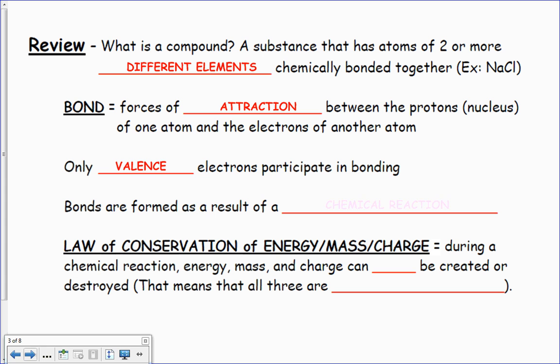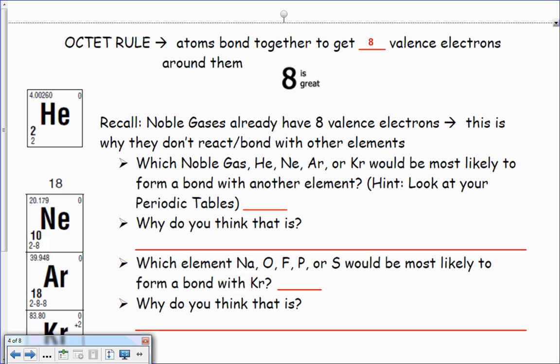Bonds are formed as a result of a chemical reaction. When I'm done, it's not the same thing. I have hydrogen, I have oxygen, I bond them together, I now have water, I have something different. So it's a chemical reaction. Conservation of energy, mass, and charge. Of course, we'll do mass first, and then energy, and then charge, the way we have designed the units. But basically what it comes down to is I cannot create or destroy energy, mass, or charge. It has to be conserved, which means it can be transferred in one form or another.